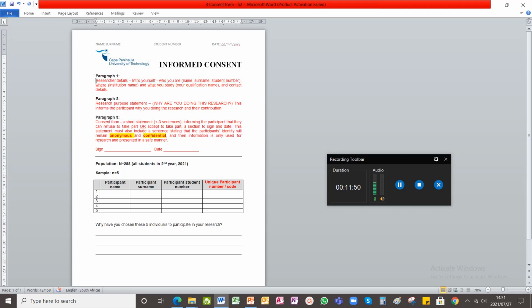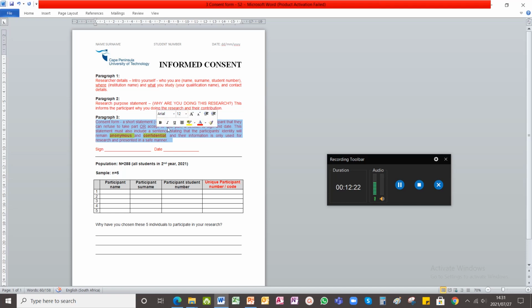First part again, introduce yourself, who you are, where you're studying, what you're studying, and your contact details. Secondly, why are you doing this research, and how will the person's contribution help you? And if you're thinking, what research am I doing? This is all linked to your assignment 1 from semester 1. You all chose a topic, you all did a literature review, so that is the research that you are doing. And the third paragraph is the consent.